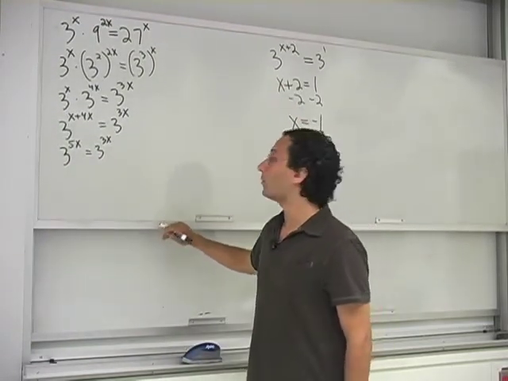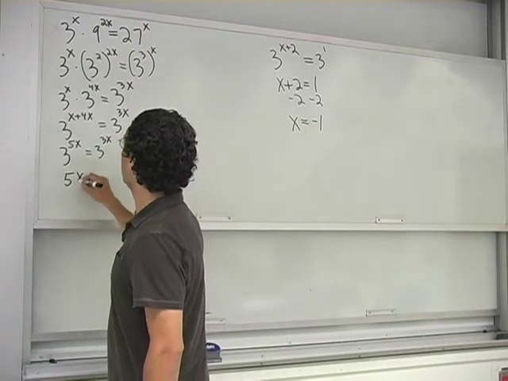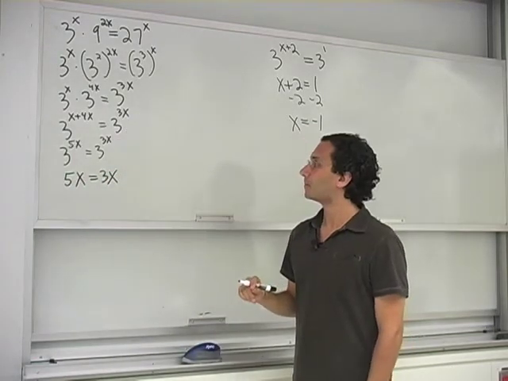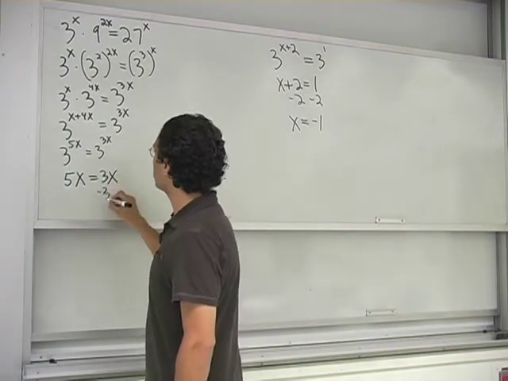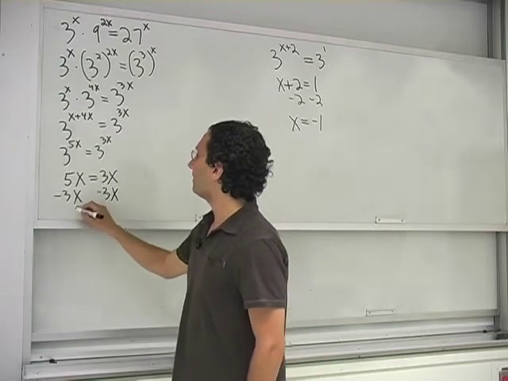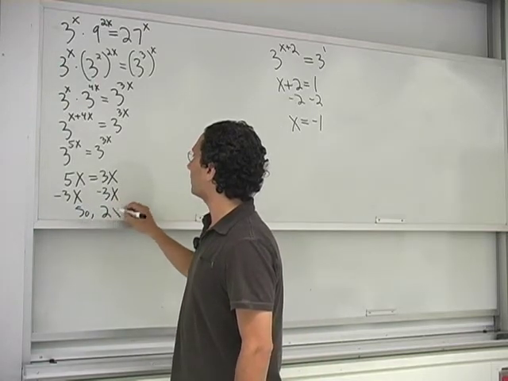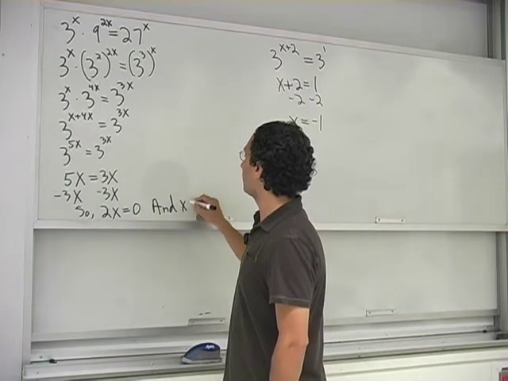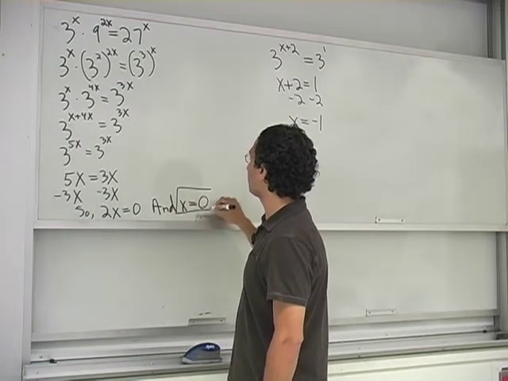Let's set those guys equal. Let's set the 5x equal to the 3x. Subtracting 3x from both sides, we get that 2x is equal to 0 and x equals 0.